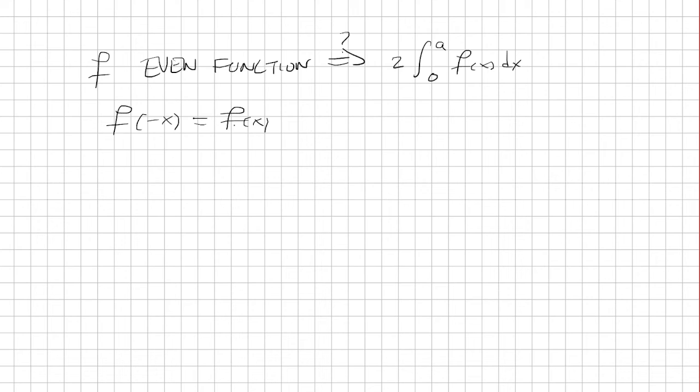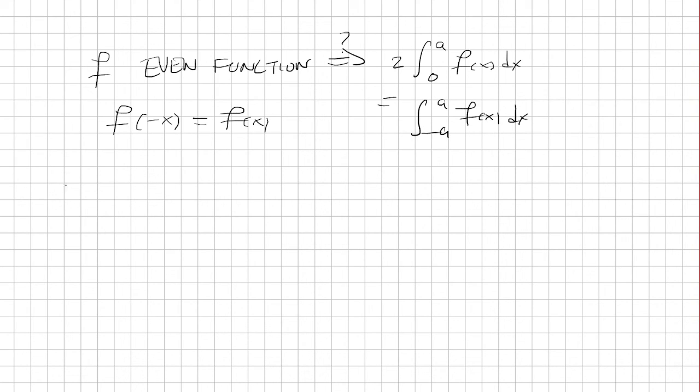Now what if f is an even function? Does that imply that it's the same thing as twice the area from 0 to a of f of x dx? Well, if it's even, that means f of negative x is equal to f of x. Now, I should have said this is equal to the integral from negative a to a of f of x dx.